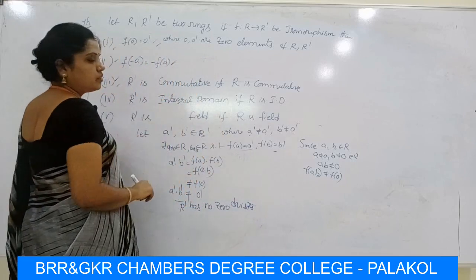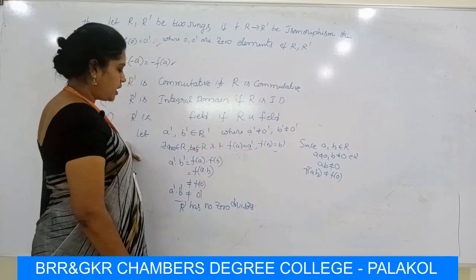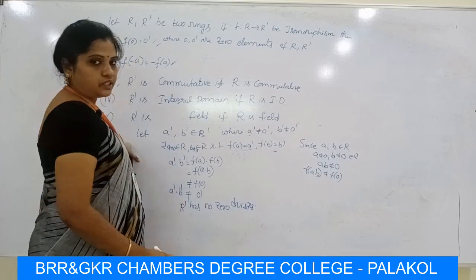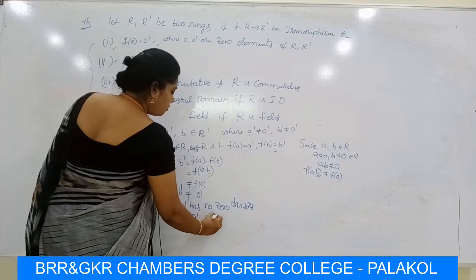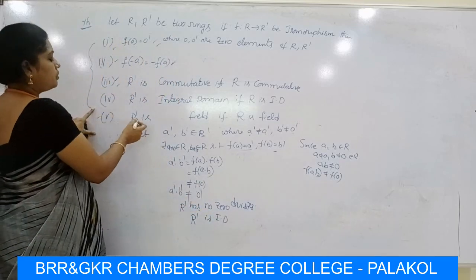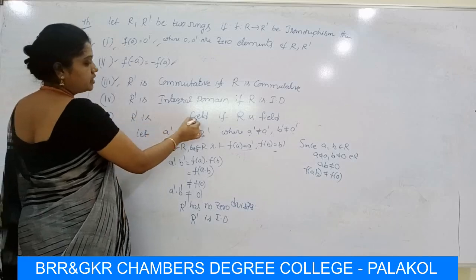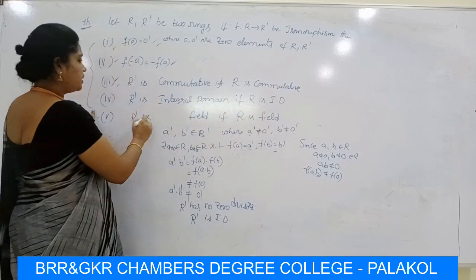So first of all it is a commutative ring and has a unity element, and we also proved that R' has no zero divisors. Then it is an integral domain. Now the fifth condition is that we have to prove R' is a field. If R is a field, we have to assume that R is a field, and we prove that R' is a field.